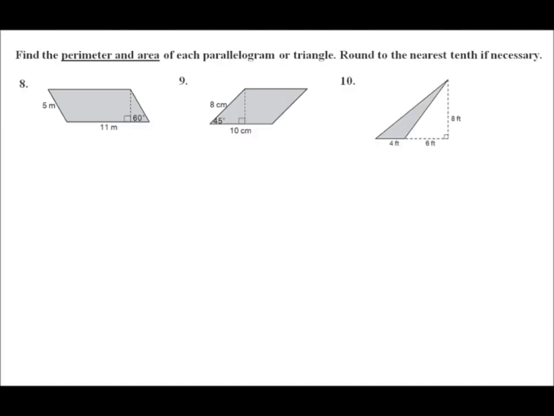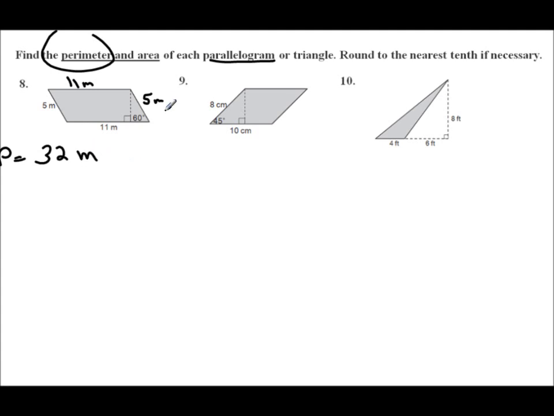Okay, number 8, we're going to find the perimeter and the area of the parallelogram. Well, it says that they're either a parallelogram or a triangle. So if it's a parallelogram, we assume opposite sides are congruent. And we can go ahead and knock the perimeter out of the way. Perimeter is just the length of all the sides. So 11 plus 11 plus 5 and 5 gives us a perimeter of 32 meters.